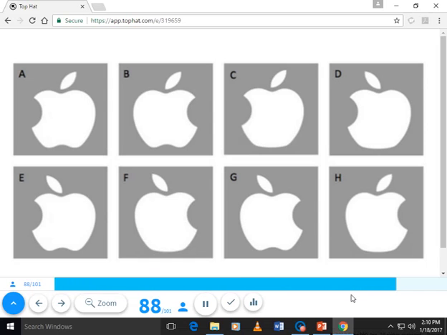Should be able to. This is the first time I've done one of these using Top Hat. Is anyone having trouble with it? Yeah, is it not? Usually when you click on it, it should do something. Anyone who's successfully done it? Yeah, how's it worked out? You just touch on it, or? Yeah.